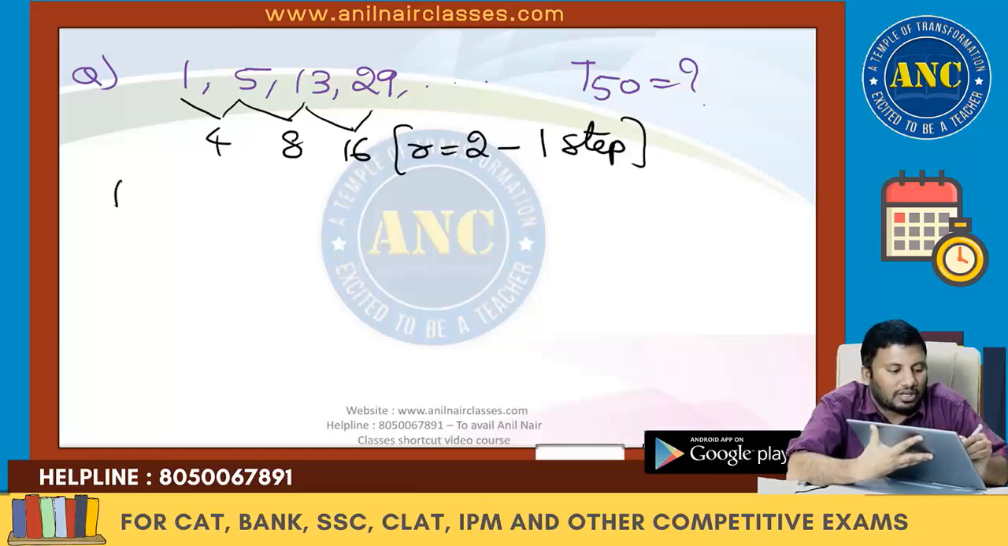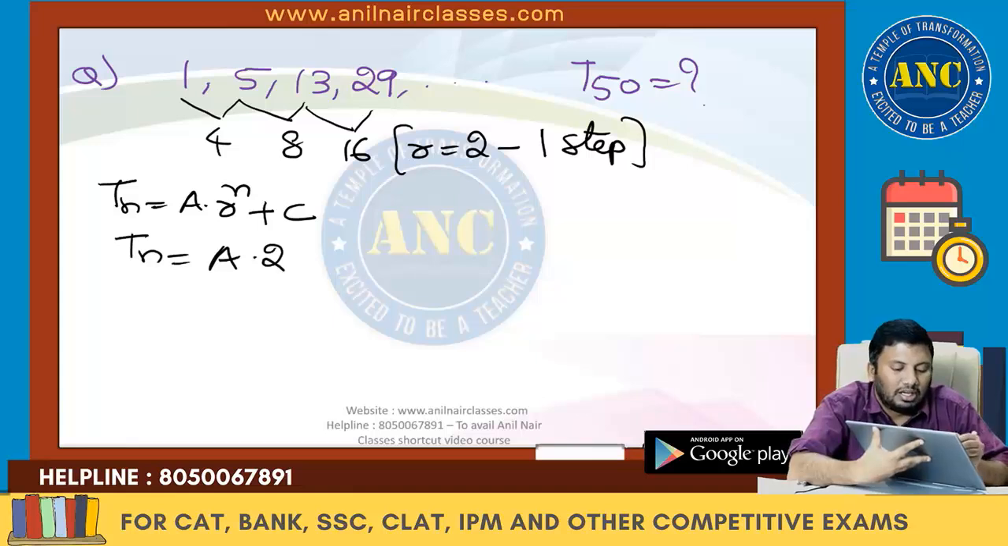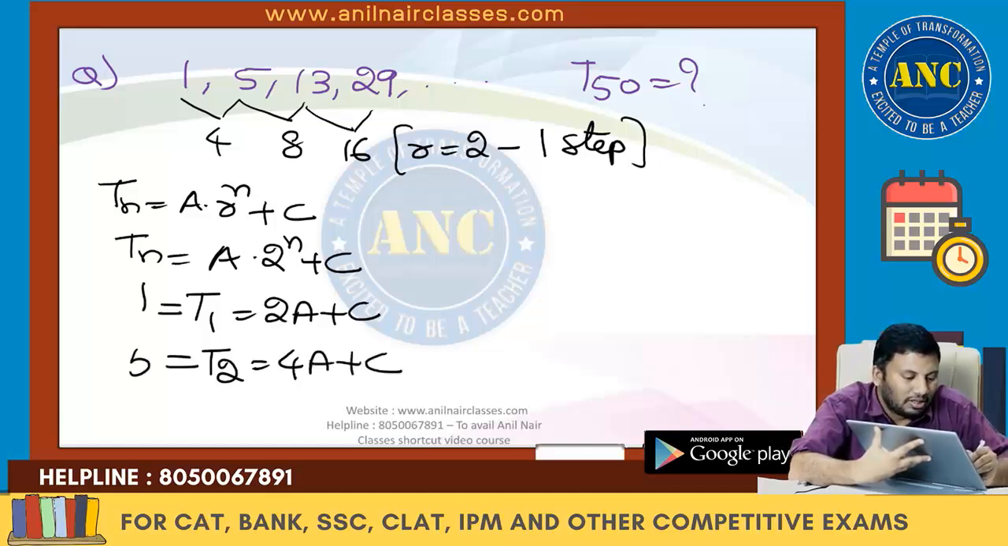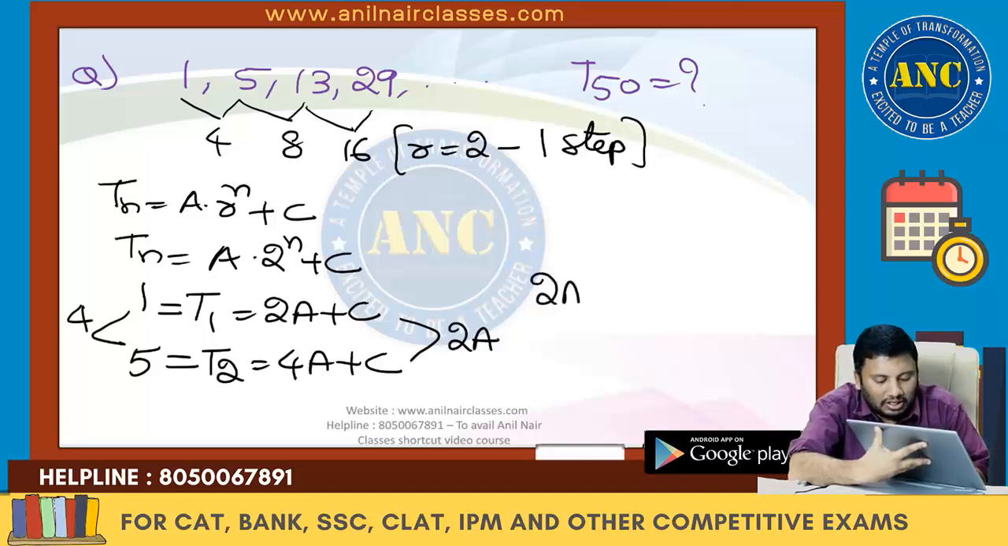If I get it in one step, the nth term is given by a into r power n plus c. R is 2, so here it is a into 2 power n plus c. N value is 1, which is 2a plus c, which is 1. N value is 2, which is 4a plus c, which is 5. So the difference is 2a, which is 4. So 2a is 4, a value is 2.